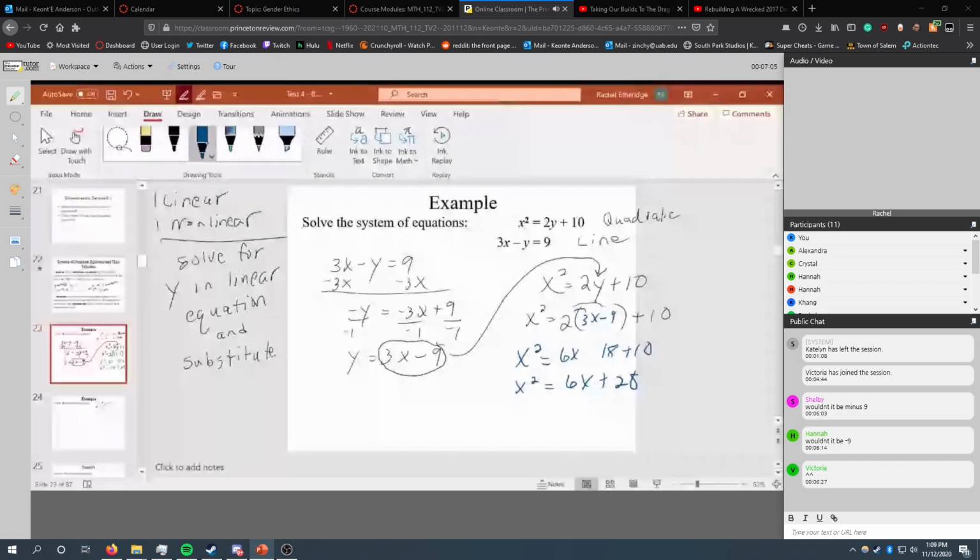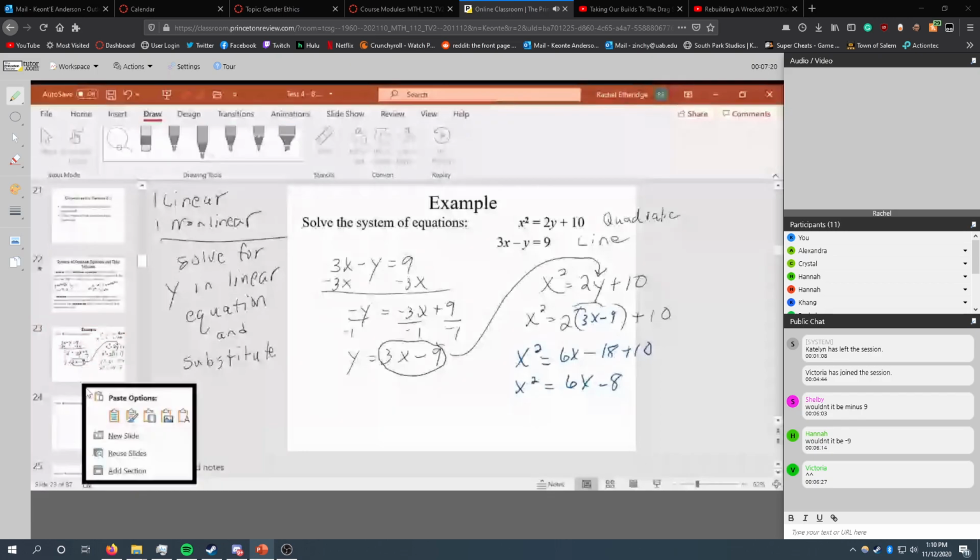Okay, so now when I combine like terms, that's going to be minus 8. Now, what do I do when I have an x squared? Anybody know? Got an x squared term, that means something.